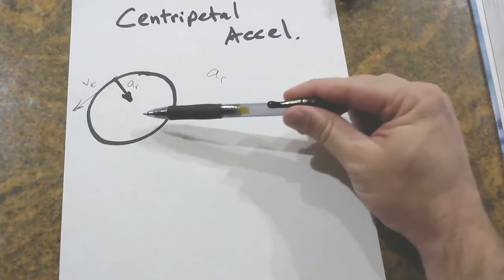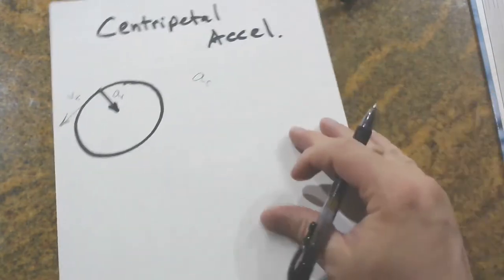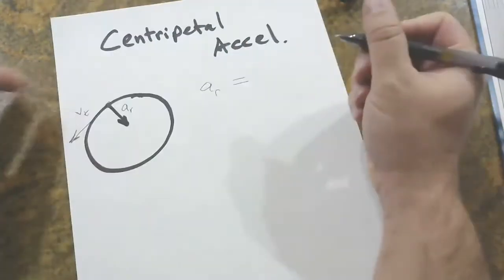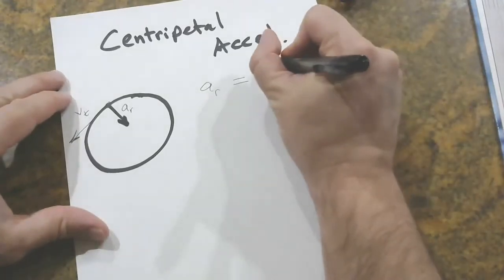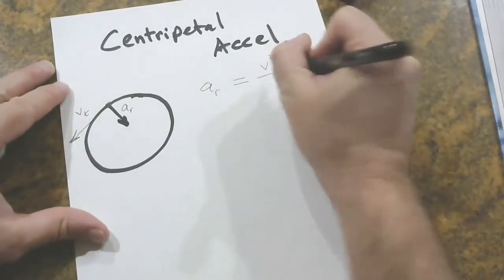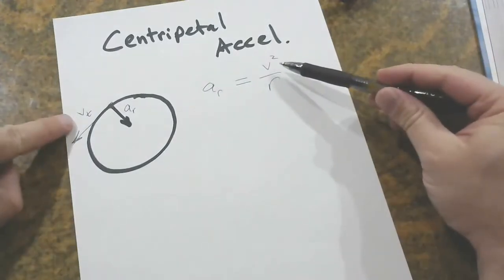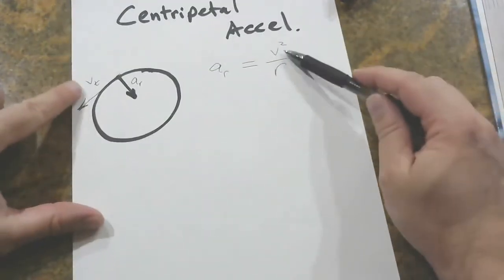And I just said that you could be speeding up or slowing down, and that's true. If you were, you would have an additional acceleration tangent to the circle. Right now, we're just talking about the component of acceleration towards the center. And we know that that is v squared over r. I'm just going to write v squared instead of v tangential squared. But these two speeds are the same.